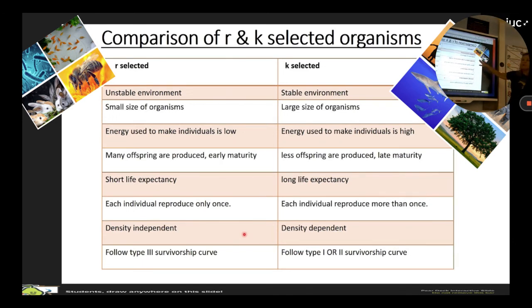The energy used to make individuals is low. That's why they have copious amounts. It doesn't cost them much, right? Many offspring are produced. Early maturity might be literally hours after they've hatched. Short life expectancy. Each individual reproduces only once. One huge reproductive event, right? That's semelparous. Density independent factors regulate them, and they're usually type 3.